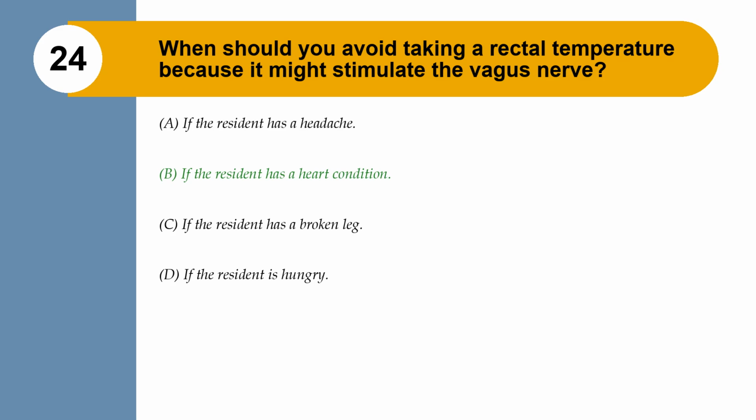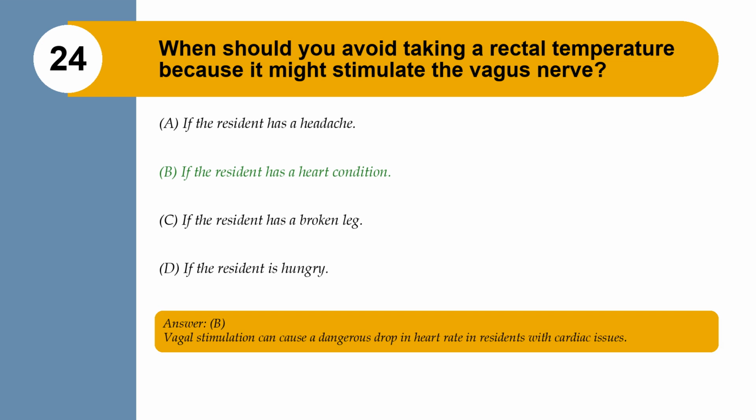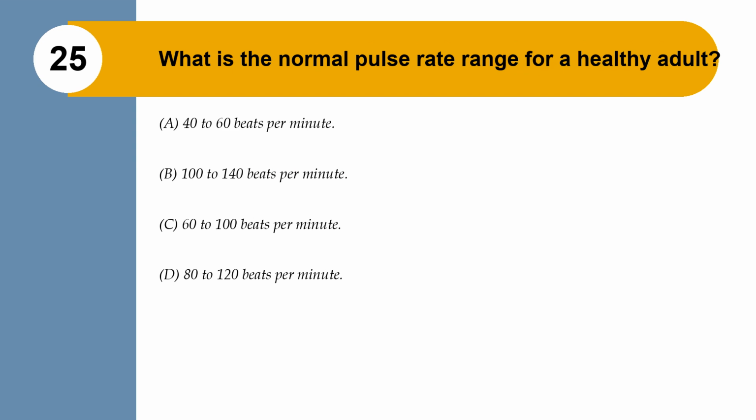The correct answer is option B, if the resident has a heart condition. Explanation. Vagal stimulation can cause a dangerous drop in heart rate in residents with cardiac issues. Question 25. What is the normal pulse rate range for a healthy adult?